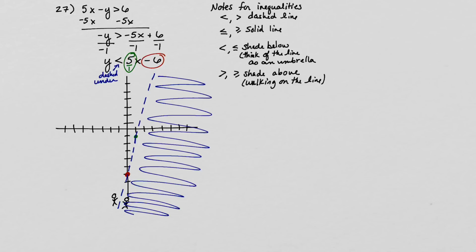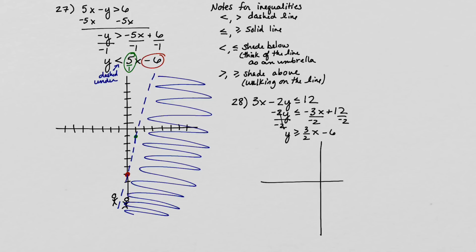So for number 28, we're given 3x minus 2y is less than or equal to 12. Again, I'm going to solve for y. So minus 2y is less than or equal to minus 3x plus 12. I'm going to divide everything by negative 2, and since I divide by a negative, I have to flip the sign. So y is greater than or equal to 3 halves x minus 6, because negative divided by negative gives us a positive.